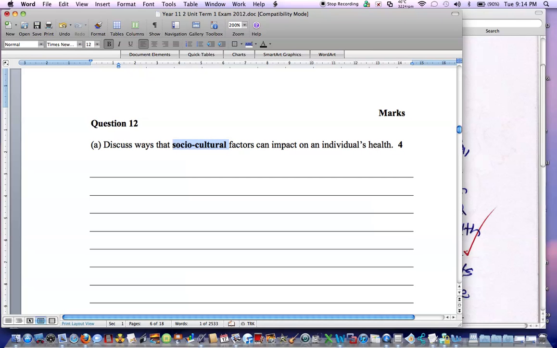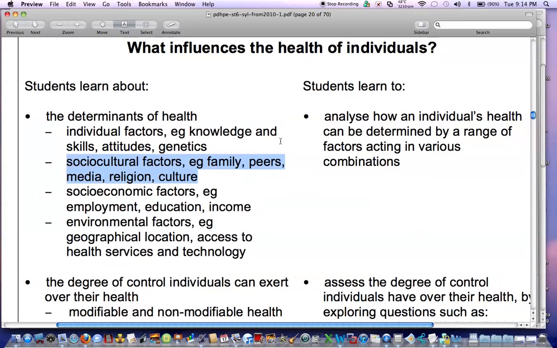And also, impact is also important on the individual's health. It's worth 4 marks. So socio-cultural factors, we go and look at our syllabus dot point for this one. It comes under the area of determinants of health. The socio-cultural factors, we've got family, there's peers, media, religion, and culture. So there's 5 different areas there.